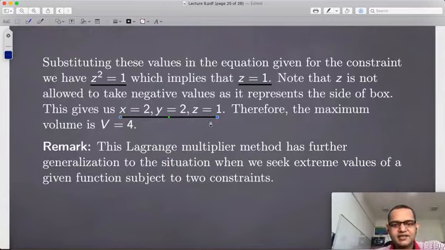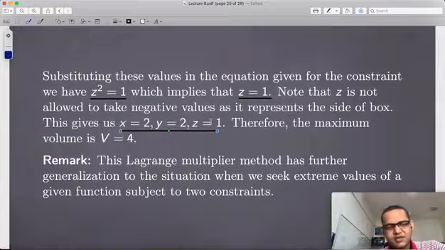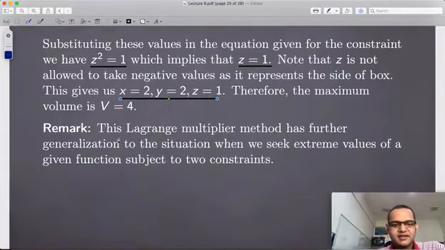So you solve a lot of examples. All the examples where you had these kind of situations, try to solve them by the Lagrange multiplier method. And this method also has some further generalizations.